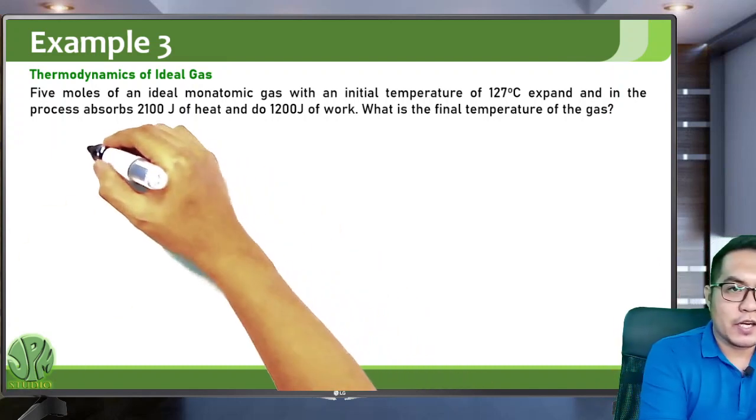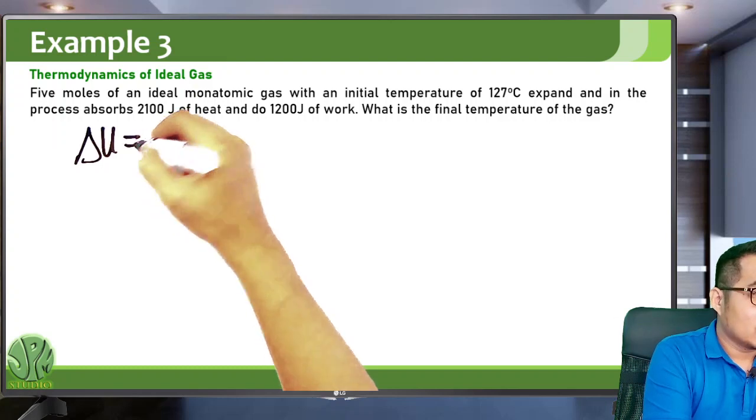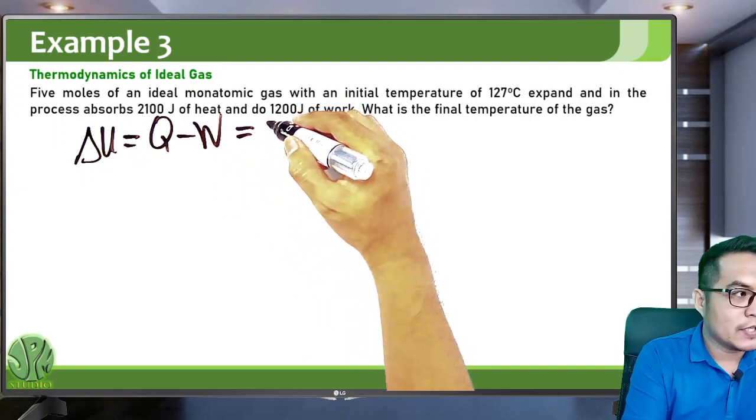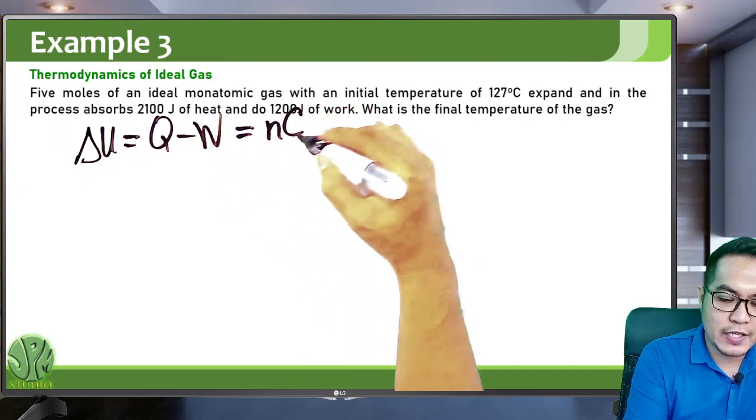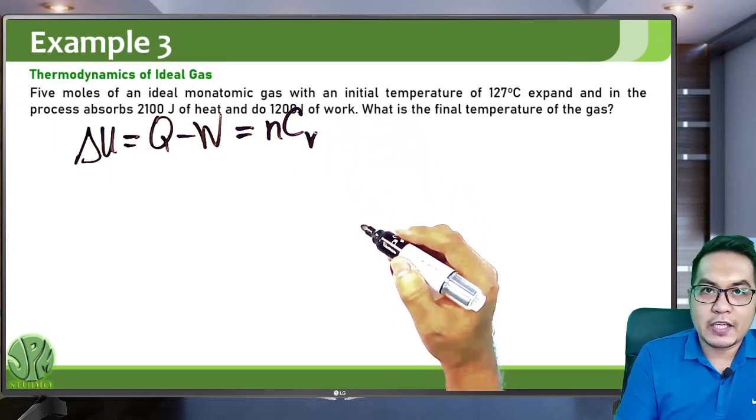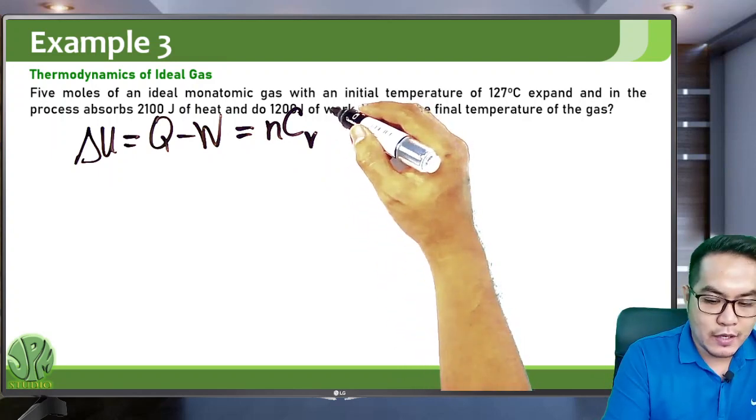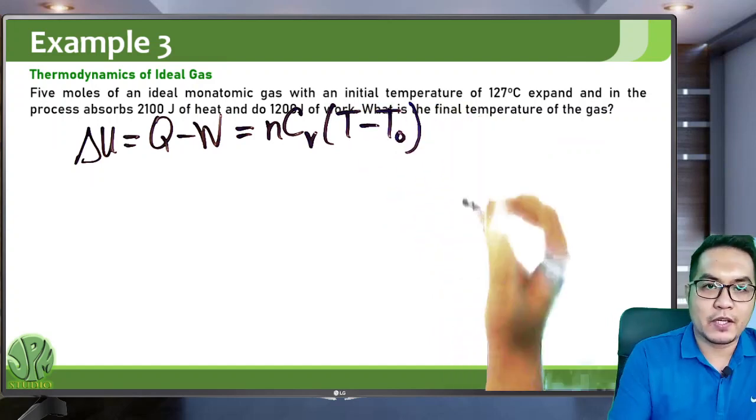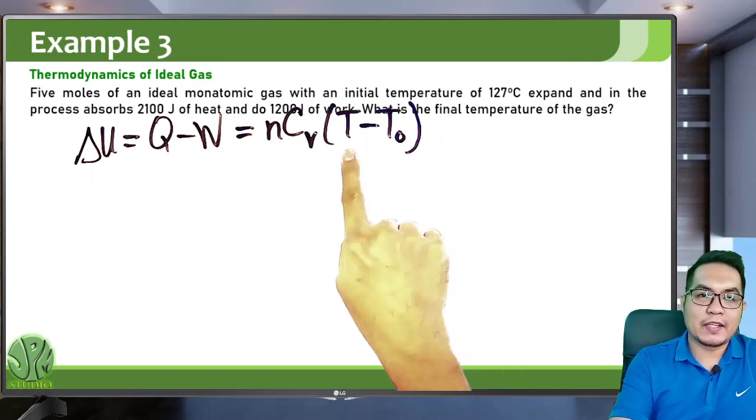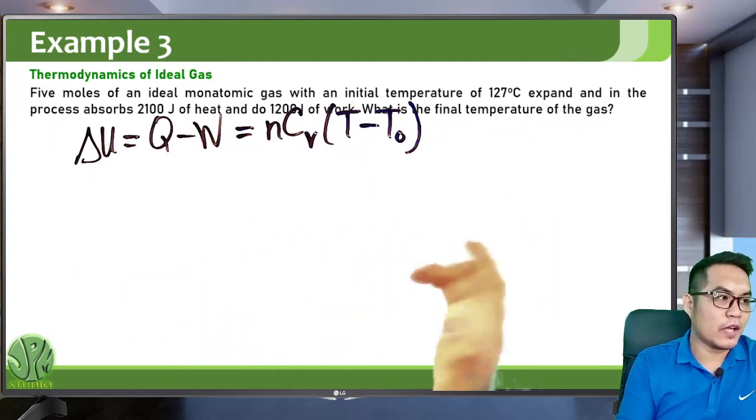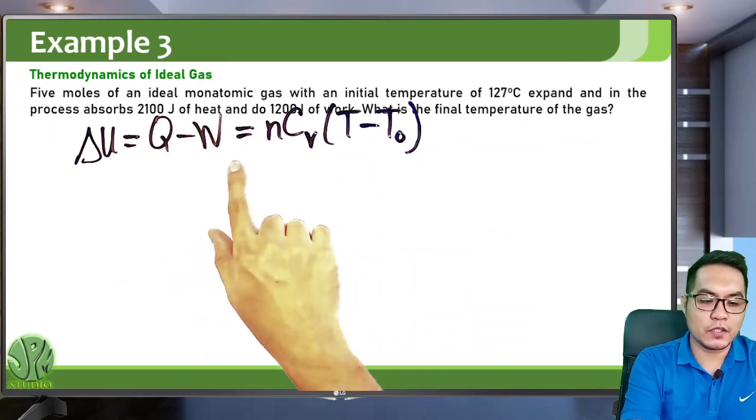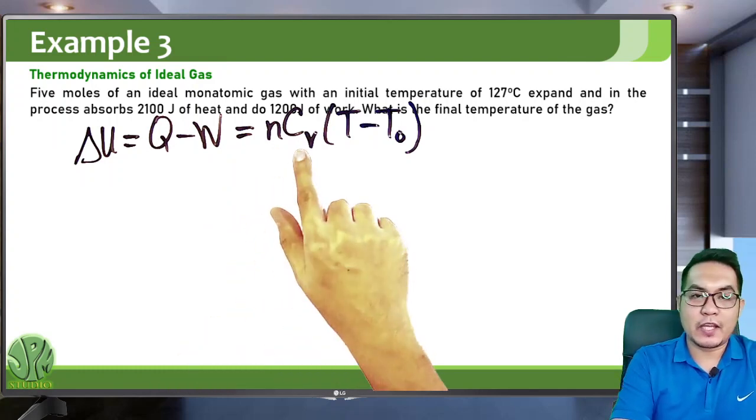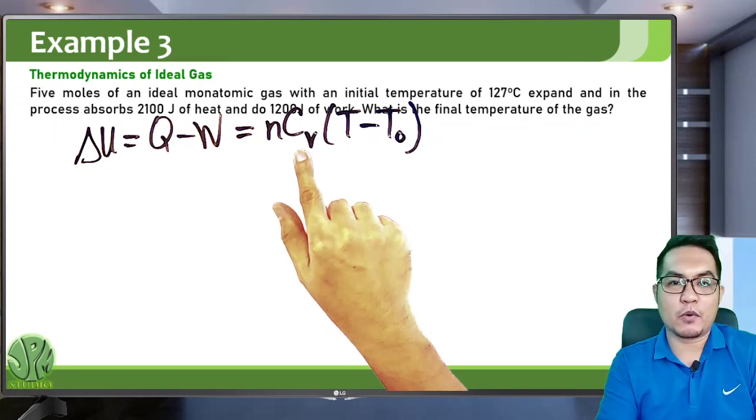So the change in internal energy of the gas is Q minus work, according to the first law of thermodynamics, and it actually depends only on the change in temperature of the gas. So n is the number of moles of the gas, CV is the heat capacity at constant volume, and you have the change in temperature, final temperature minus the initial temperature. The unknown here is the final temperature. Everything else is given. Q is 2,100 joules, the work is 1,200 joules, n is 5 moles, and CV you can look up in the table, it's actually 12.47 for ideal monatomic gases.